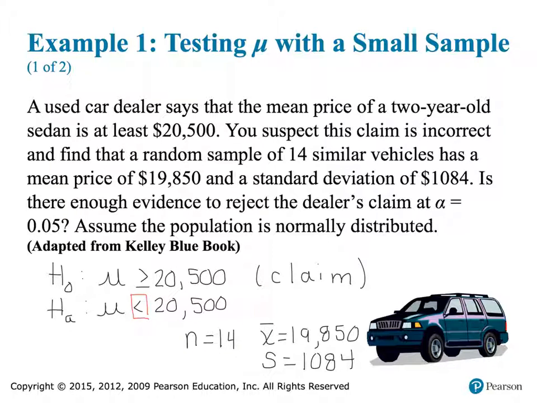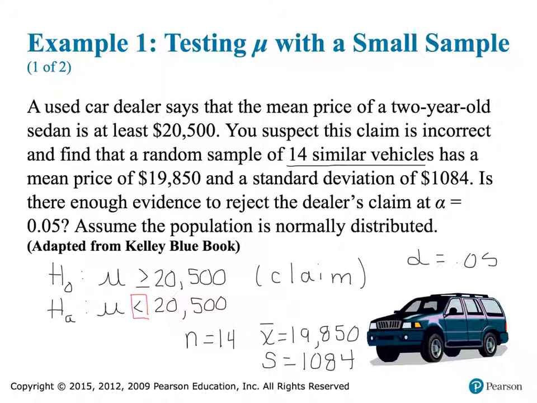Is there enough evidence to reject the dealer's claim at alpha equal to 0.05? Assume the population is approximately normal. And that statement is important because n is not large. 14 is not 30 or more. Okay, so we've already identified the claim mathematically as well as in words, written our null and alternative hypotheses. We also want to identify that sigma is not known, and it is not.